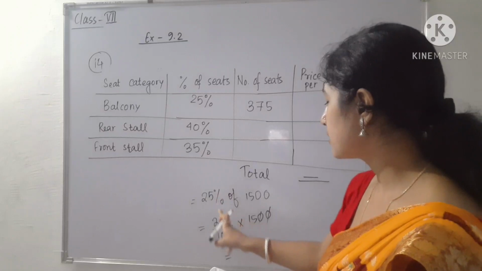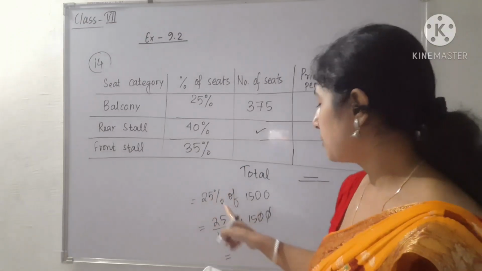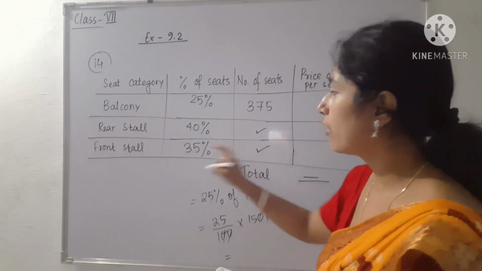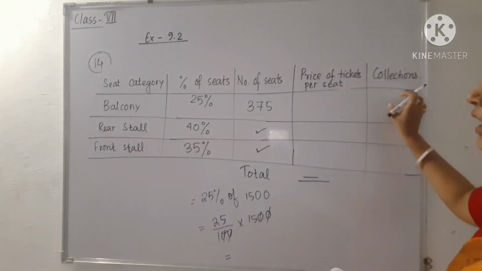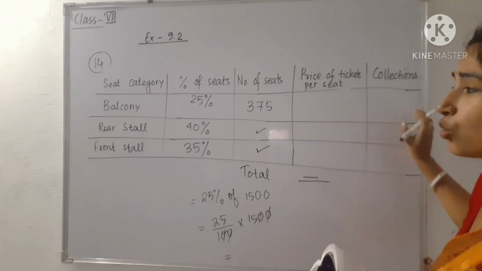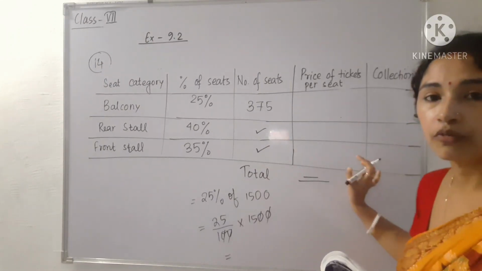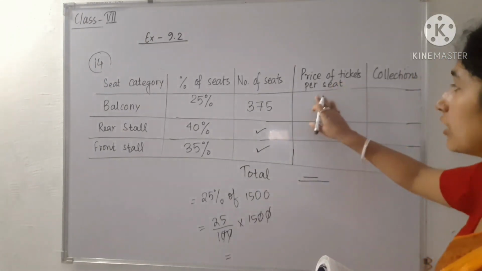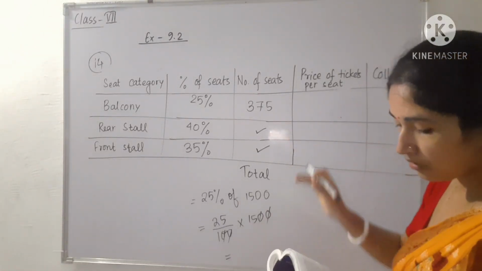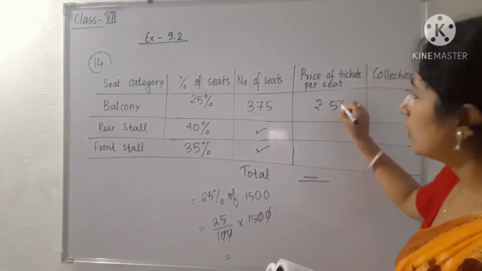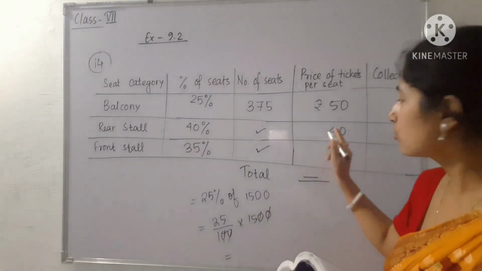Similarly, by doing 40% of 1500, you will get the number of seats for rear stall. Similarly, 35% of 1500, you will get the number of seats for front stall. Now what we have to find? We have to find the total collection for the balcony seats, the total money collection for the rear stall, and the total money collection for the front stall. The price of the ticket per seat, that means for one seat, is given. This is rupees 50 for balcony. Similarly for rear stall it is 40. So all are given, so you can just write here.